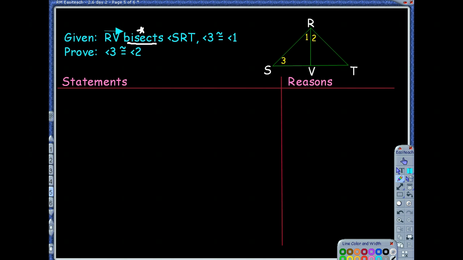Another example. It says ray RV bisects angle SRT. Yes, SRT, sorry. Bisects, I'm going to underline that word because that's probably an important word for us to understand. We'll elaborate on that in just a minute. Angle 3 is congruent to angle 1, so I'm going to go ahead and label that, and I'm going to start writing down the given. And again, notice where we're going. Always keep that in mind.